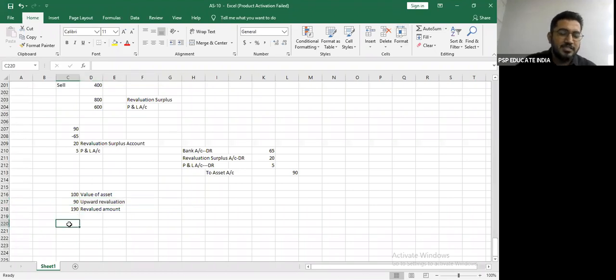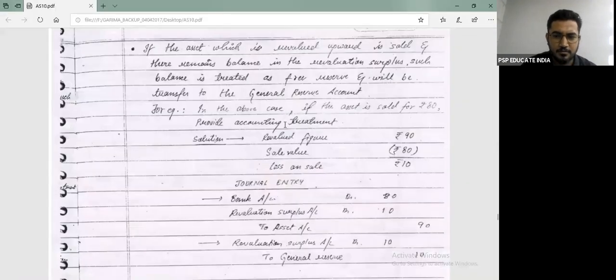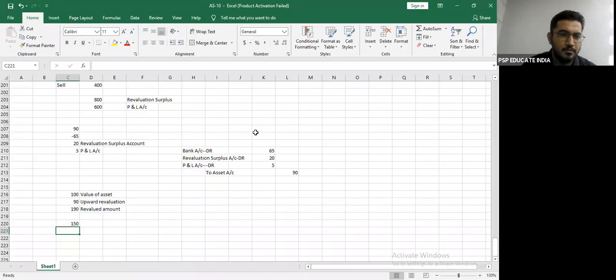Okay. Now say for example, this asset is sold for 150. When this asset is sold for 150, quickly on the chat box, gain or loss. If gain, how much? If loss, how much? Everyone agrees loss of 40. So you have loss of 40.